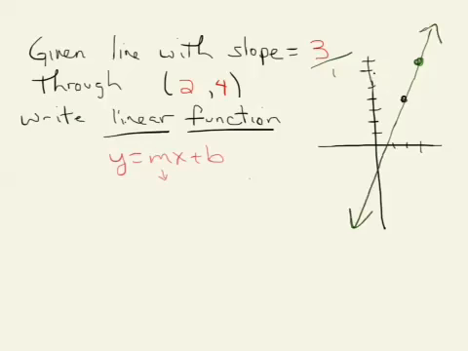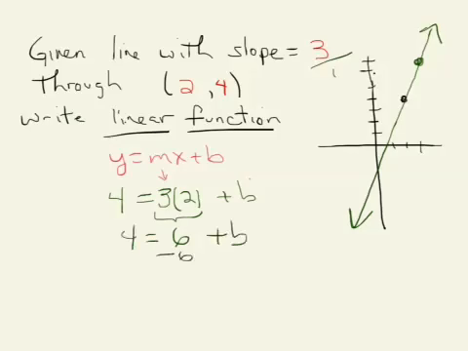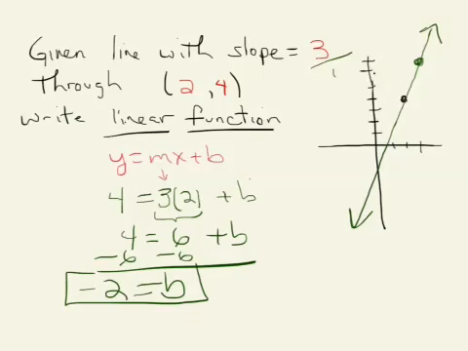So we go up 3 over 1 and we put a dot right there, and we can draw our line. Now it looks like the y-intercept is down here somewhere, but we're going to figure it out exactly. We're going to plug in the slope for m, we're going to plug in the x, we're going to plug in the y. This is 6. Apparently, the y-intercept is at negative 2. And that looks exactly right. So our final answer is y equals 3x minus 2.